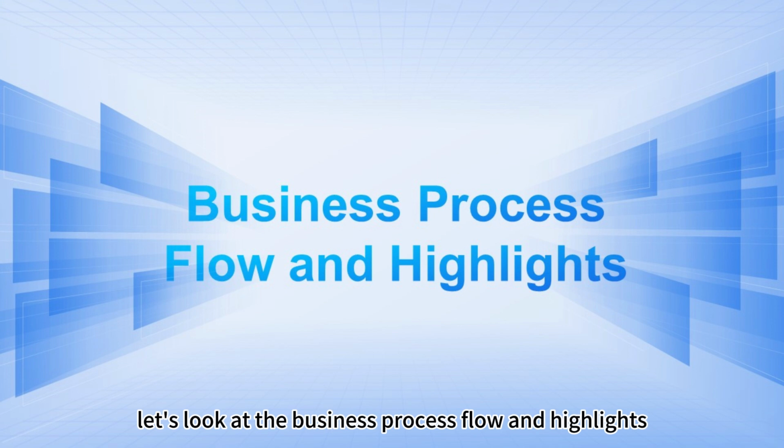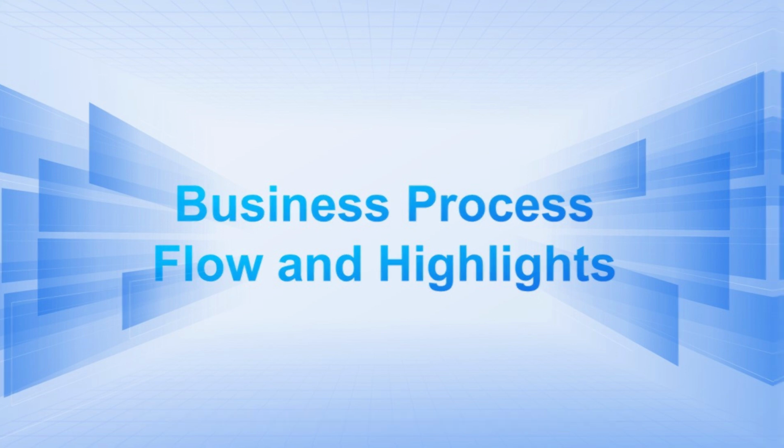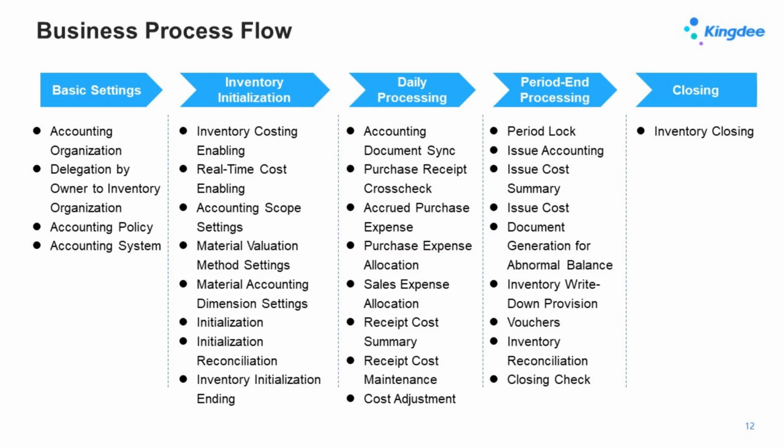Next, let's look at the business process flow and highlights of inventory costing. The inventory costing flow mainly includes the following parts. Before you start, configure the basic settings and then enable inventory costing. After entering the initial data, perform reconciliation, and once you confirm there are no errors, end the initialization.